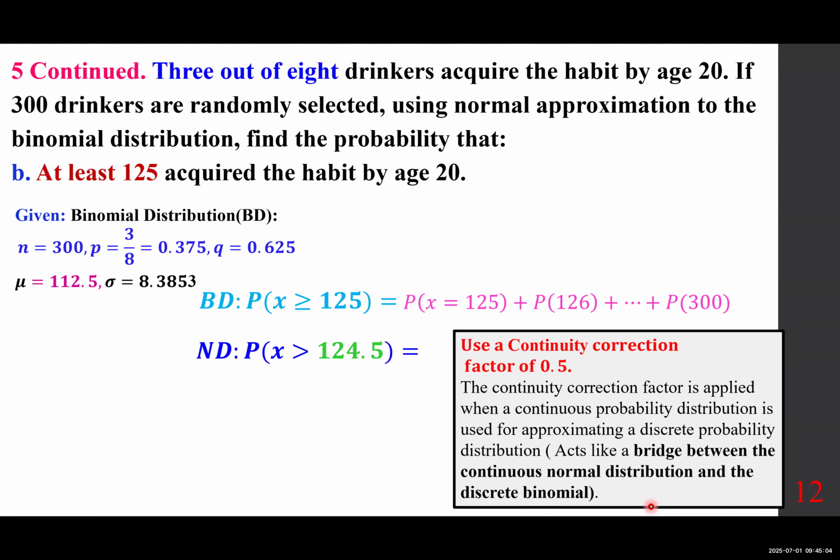All right, so now what do we do? Now we're going to go to Z equals x minus mu over sigma. We have the mu, we have the sigma, and now x is 124.5, which results in 1.4311.